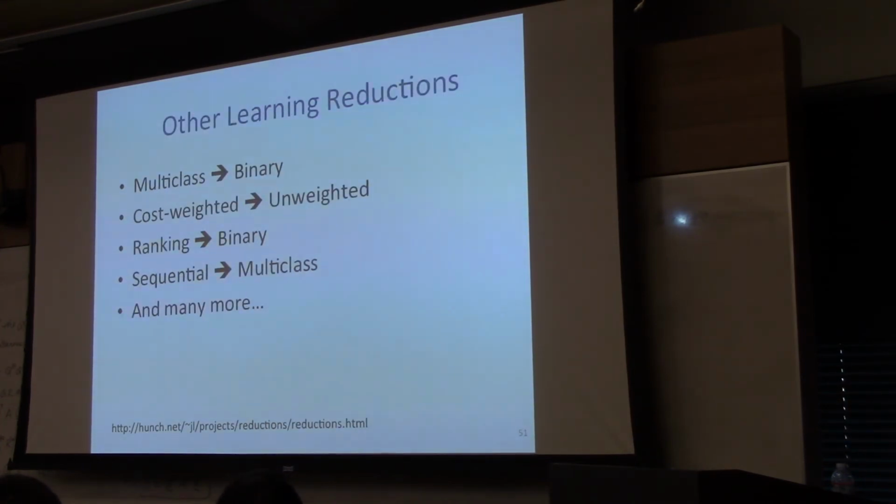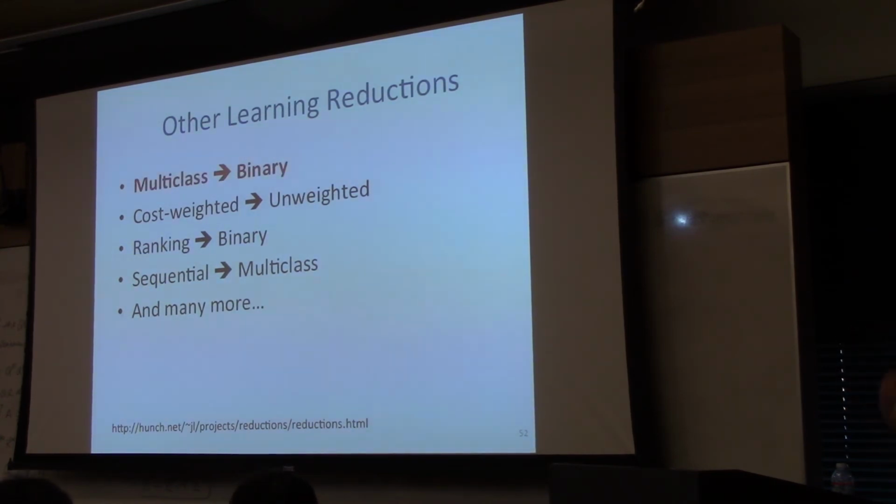So there are other learning reductions. For example, we have binary to multiclass to binary, cost-weighted, unweighted, ranking to binary, sequential to multiclass. We saw sequential to regression, but there's also sequential to multiclass, which is the standard sequential problem of part of speech tagging. If you're interested, you can view this website, which is one of John Langford's websites. He's one of the people who's done most work on learning reductions.